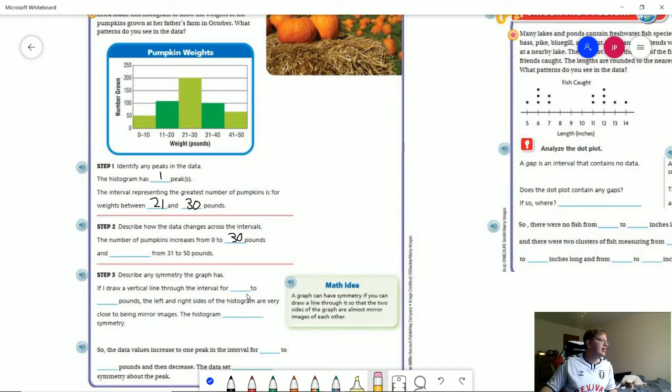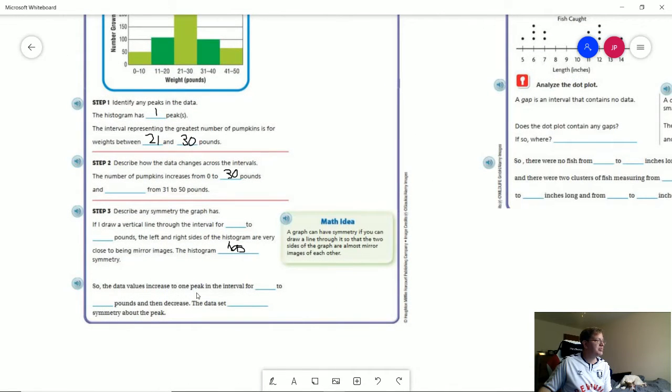We would say that this histogram has symmetry. And it's just based on the general shape. It doesn't have to be exactly perfect. And then our data values increase to one peak, and then they decrease. And so we would say that the data set has symmetry.